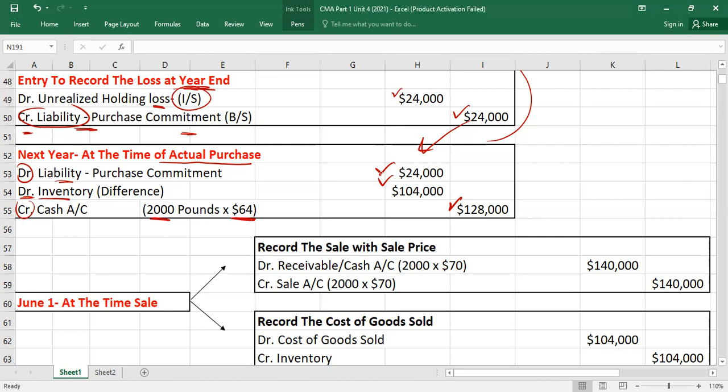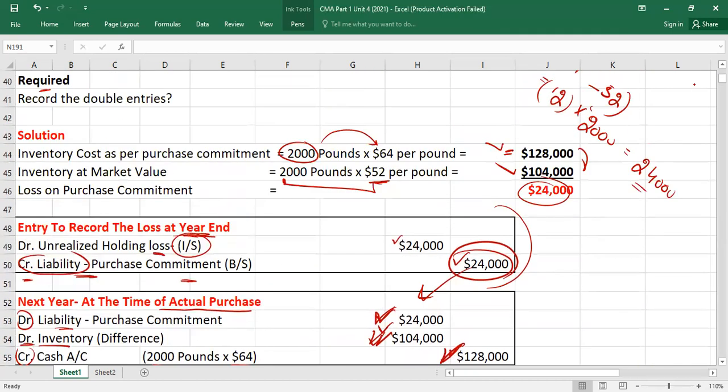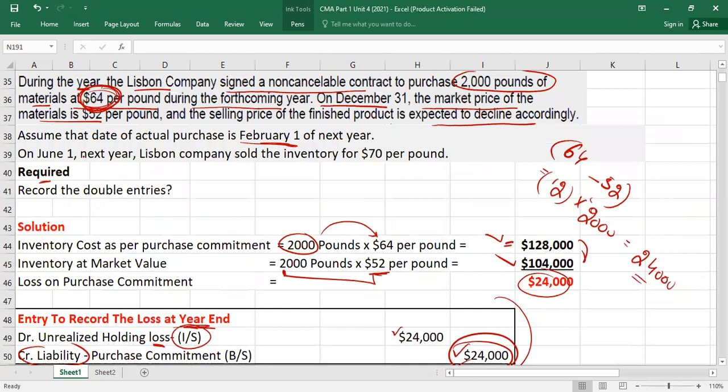What happened now? You have removed the liability which was booked in the balance sheet. Right or wrong? You have recorded the inventory which you have purchased, and you have recorded the cash which you have paid. Now the February 1 matter is solved. Now what do you have to think? You have to look at the date of sale now, because you sold also. On which date? June 1.